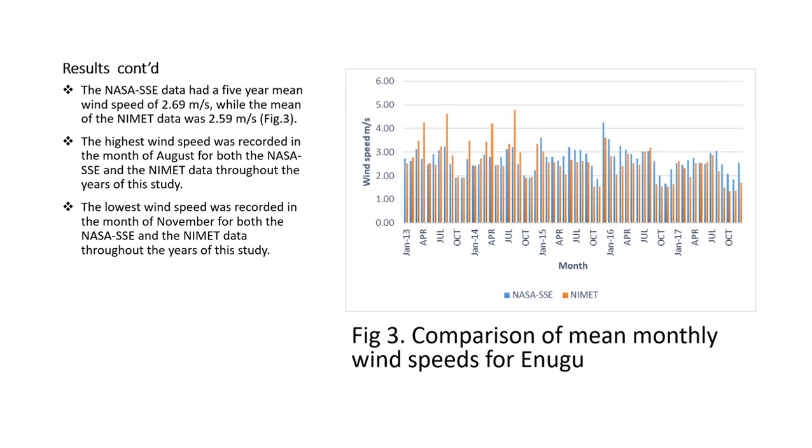The highest wind speed was recorded in the month of August for both the NASA SSE and the NIMET data throughout the years of the study. The lowest wind speed was recorded in the month of November for both the NASA SSE and the NIMET data throughout the years of the study. From the graph, the blue line shows the NASA-SSE data, while the orange line shows the NIMET data.